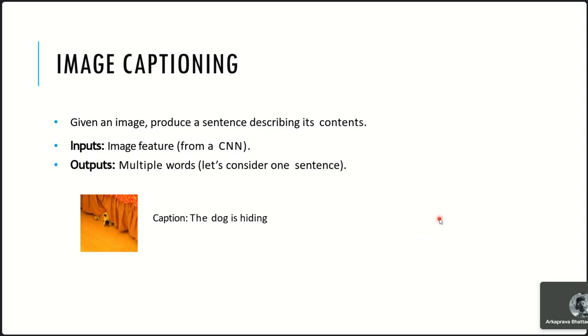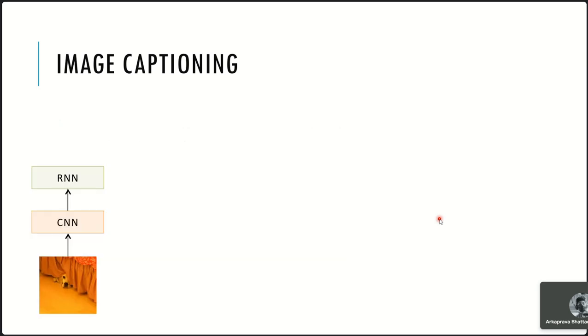Now, coming to the other application, this is image captioning. Given an image, you produce a sentence describing its contents. So inputs are nothing but image features which we extract using CNN, and then the outputs are multiple words, to build a sentence. Here, if you notice, the dog is hiding, that is how it is given.